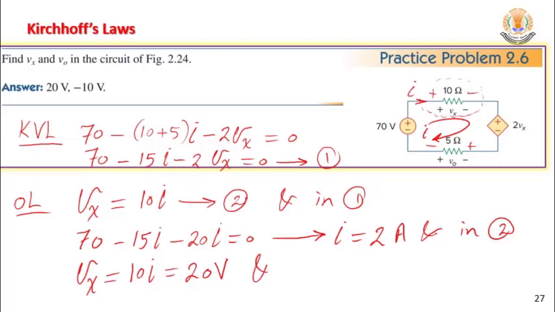Finally, calculate V naught. Look at the circuit, please. V naught. Our assumed current direction and the polarity are opposing the polarity of V naught. Opposing, this means minus 5I. So minus 5 times 2, you'll get minus 10 volts. That's it. Yes?